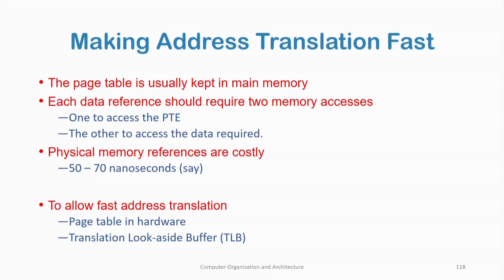Now, main memory references are typically very costly compared to if we had found the data in cache, let us say. Main memory accesses, we said, would be of the order of 50 to 70 nanoseconds, as against cache, which could be around 5 to 10 nanoseconds. And therefore, it is necessary that we take action to reduce this page table access in main memory.